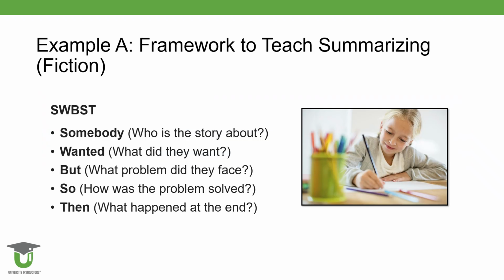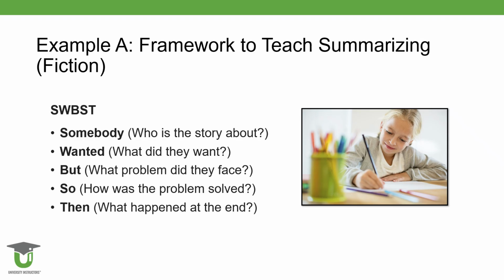The SWBST framework is a simple but powerful tool to help students summarize fiction texts by identifying the key elements of a story. Using this strategy, students answer 5 guiding questions. Who is the story about? What did they want? What problem did they face? How was the problem solved? And what happened at the end?